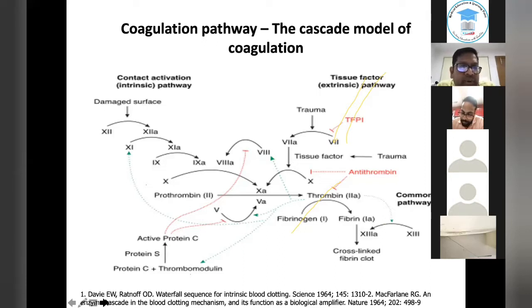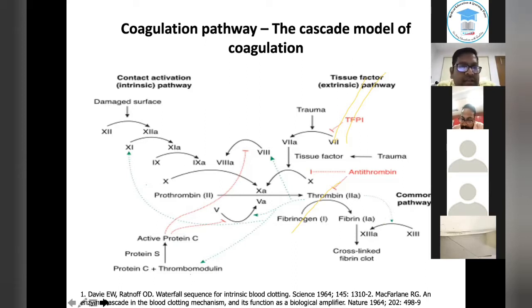Similarly, in the intrinsic pathway, there will be contact factors that get activated by damage to the blood vessels at the surface. This contact factor will activate factor 12. Factor 12 is also a kind of contact factor. So this 12 will convert factor 11 into 11A, 11 will convert 9 into 9A, 9 along with an activated factor 8 will activate factor 10, and 10 again with 5 will form thrombin. Thrombin will cause fibrin formation and the clot will be formed.